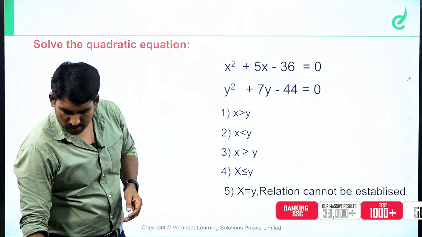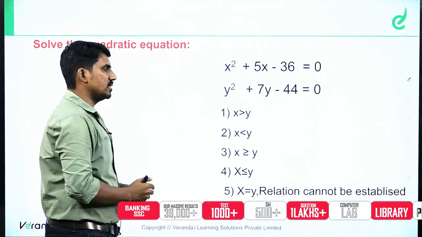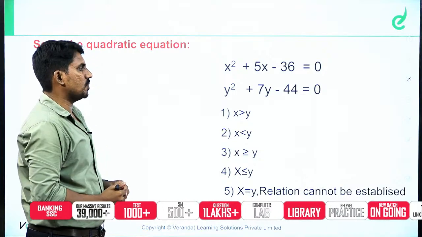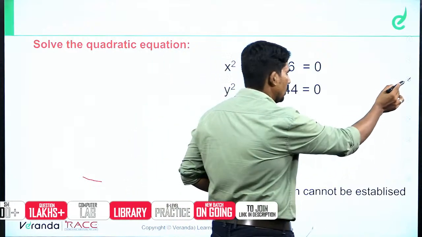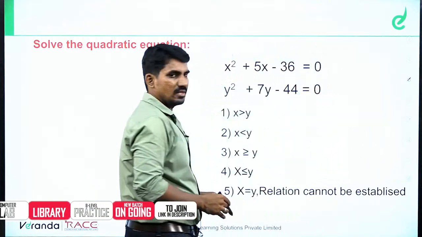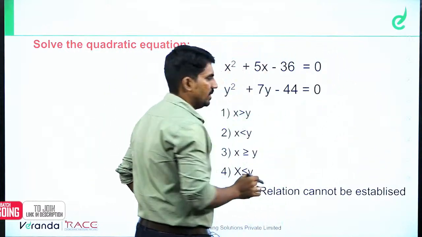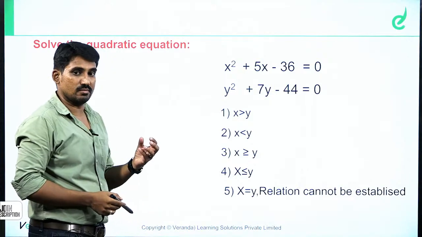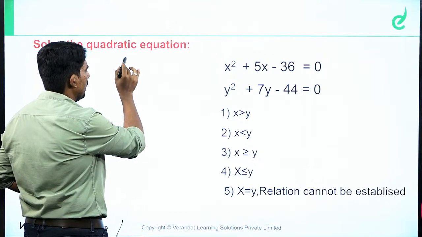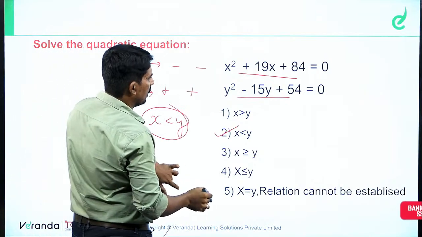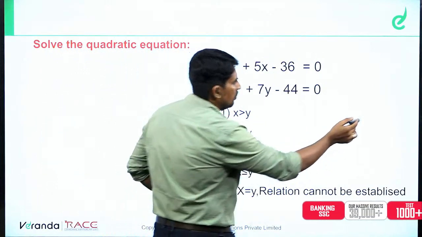Now, next question: x square plus 5x minus 36 is equal to 0, y square plus 7y minus 44 is equal to 0, right? For this question also, one important shortcut is there that we discussed last, right? First, normally we find the answer, then I will give you the shortcut, a very effective shortcut. Listen, first normally we are finding the answer. Now, x value we are going to find out. Clear?